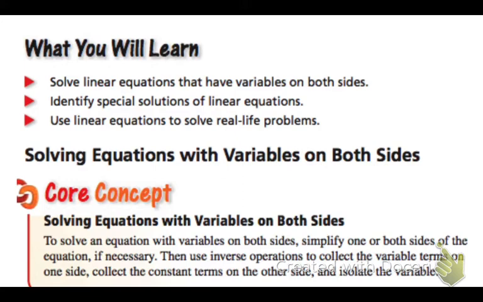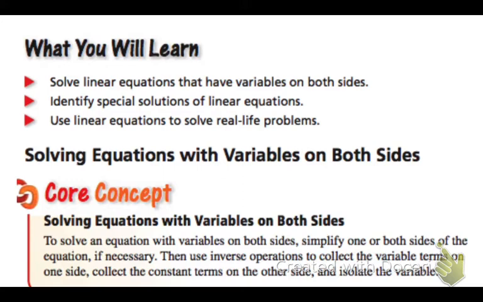So when we want to solve these equations, they're going to have variables on both sides. The core concept says to solve an equation with variables on both sides, simplify one or both sides of the equation if necessary, then use inverse operations to collect the variable terms on one side of the equation and collect the constant terms on the other side to isolate the variable. Okay, so in your note-taking packet, your student journal, on page 15, at the very top of the page, you have the steps.